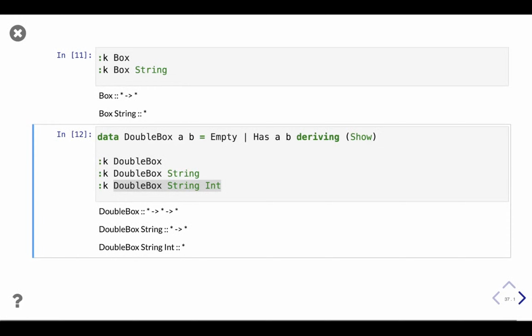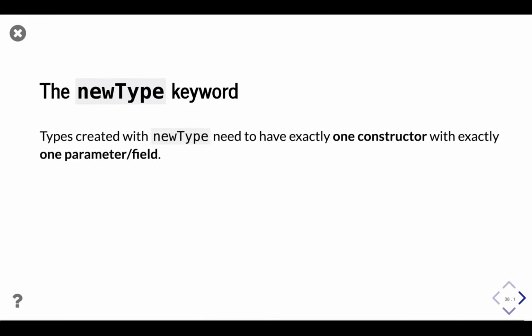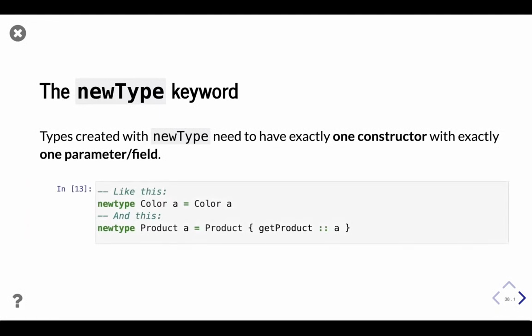And now, to finish the lecture, I'll give you one more teeny tiny piece of information. But don't worry, you don't have to learn anything more than a caveat and a single keyword. And that keyword is the newtype keyword. newtype works essentially the same as the data keyword, except for an important caveat. Types created with newtype need to have exactly one constructor with exactly one parameter or field, like this.